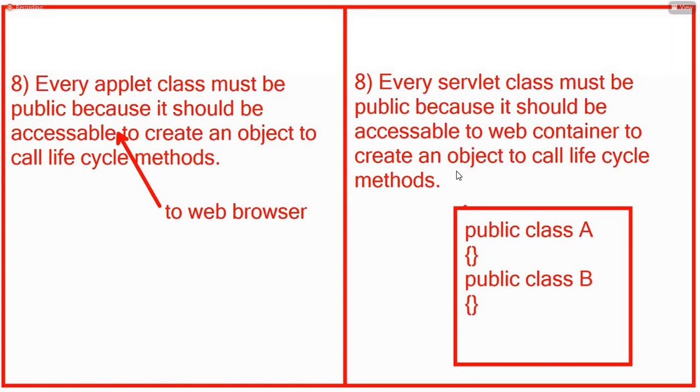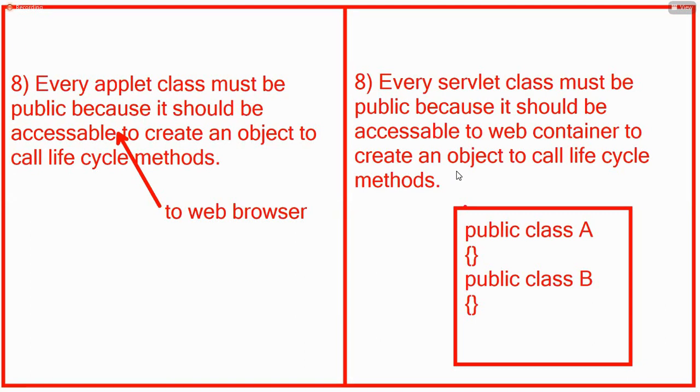Lifecycle methods are three methods: init, service, destroy. These three methods are instance methods. For instance methods, you compulsorily have to create an object, but we are not creating the object. Who is going to create it? The web container. For creating an object, the class should be accessible, no? That's why public is required. If you write public, that class is accessible. Class is accessible means the object is created. With that object, lifecycle methods are called. Like that, the lifecycle is going to be executed.